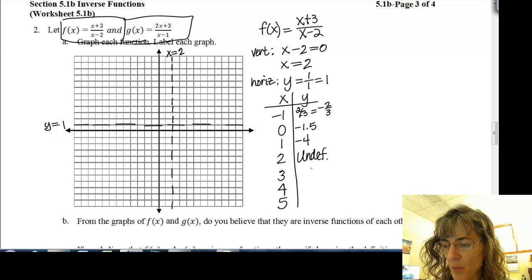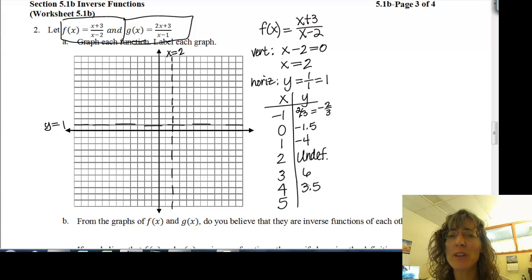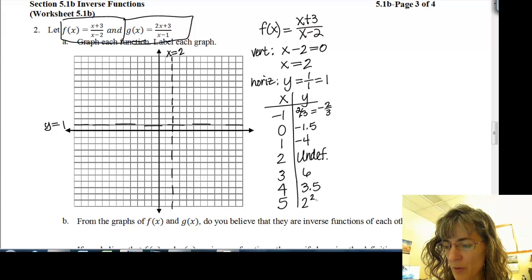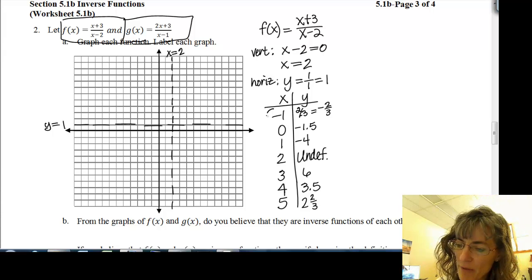Plug in 1, end up with negative 4. Plug in 3, end up with 6. Plug in 4, end up with 3.5. And I really encourage you to make sure that you can calculate these as well on your own. And plug in 5 and I end up with 2 2/3. So I'm ready to graph.